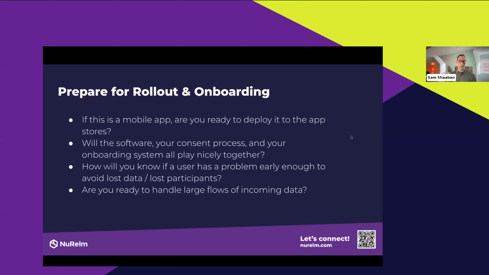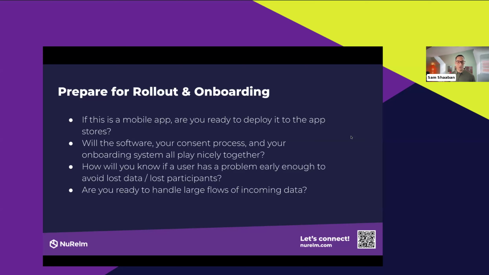If it's a mobile app, do you have accounts at the app stores where you're going to deploy it? Does the software work well with your consent process? How are you going to onboard new participants in such a way that's efficient? Can they onboard themselves as far as the software is concerned, or do you need to have your research assistant help them? If there's a problem with a user and data is not coming through, or something bad is happening, will you know in time to prevent losing a participant? How will you handle that?